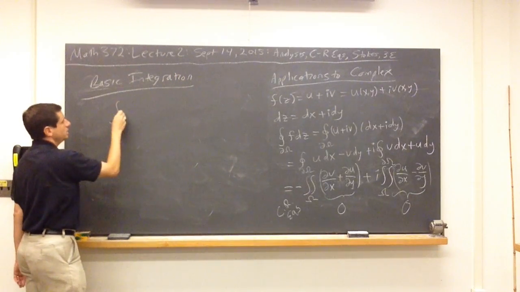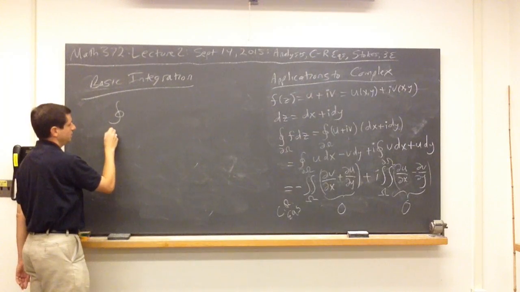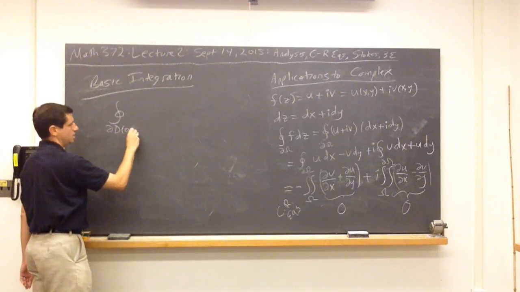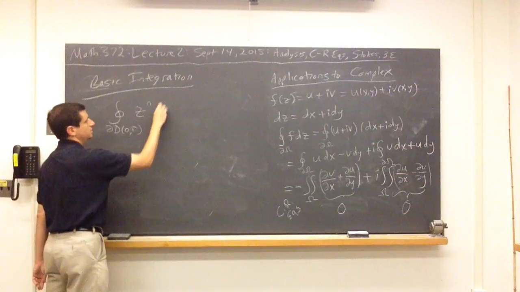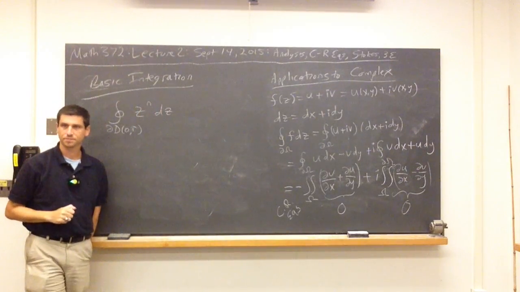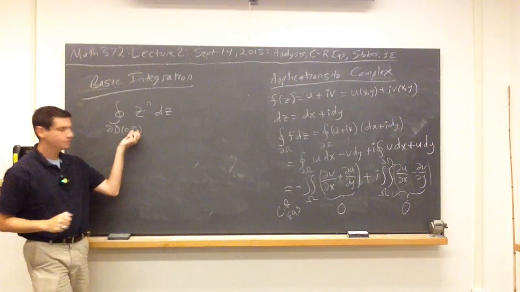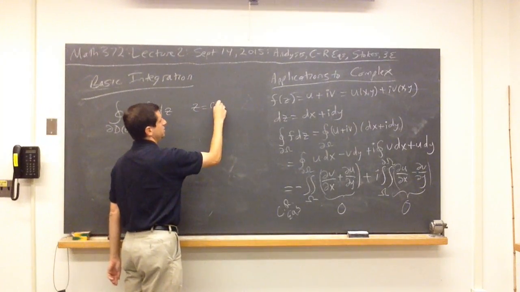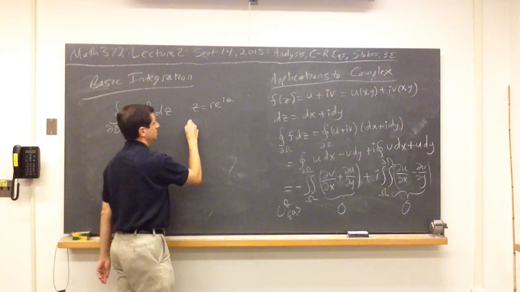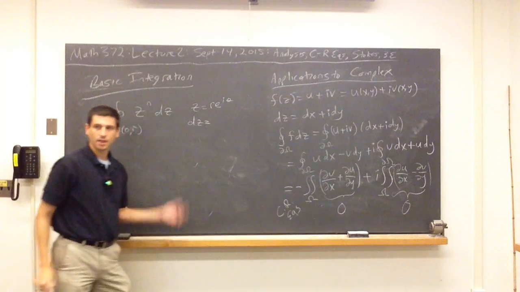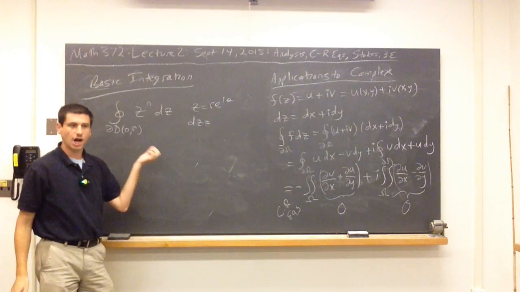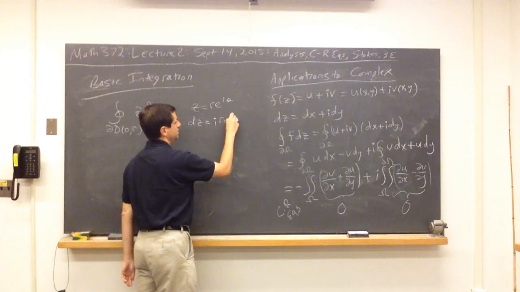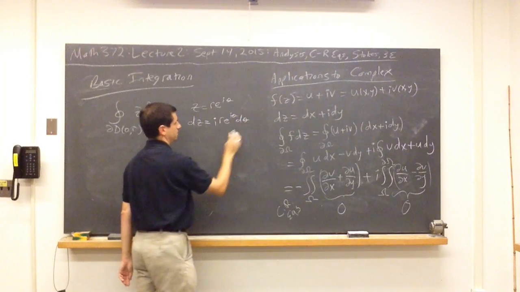So what I want to do is integrate over the boundary of the disk centered at 0 of radius r of z to the n dz. If I have a disk of radius r, I can write z as r e to the i theta, and dz, since I'm on a disk of radius r that is not changing, I will just get i r e to the i theta d theta.